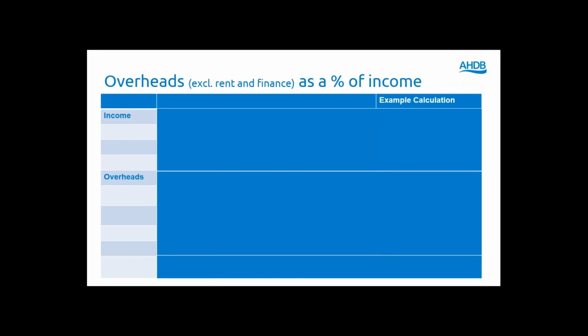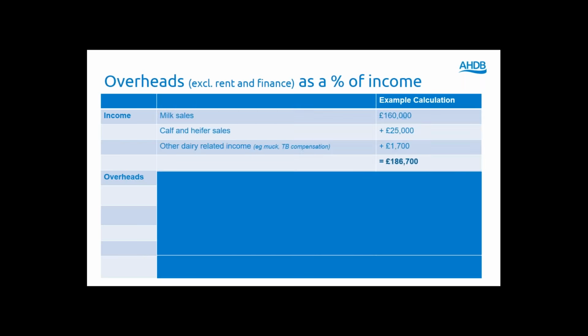So firstly, it involves both income and overheads, of course, because it's overheads as a percentage of income. So income first. What does income include? It includes those items of milk sales and livestock sales and any other dairy related income. And I know there's been some questions about that, that could be muck that's been sold from the dairy herd to an arable unit, and it could be TB compensation, for example. But that would be included in income.